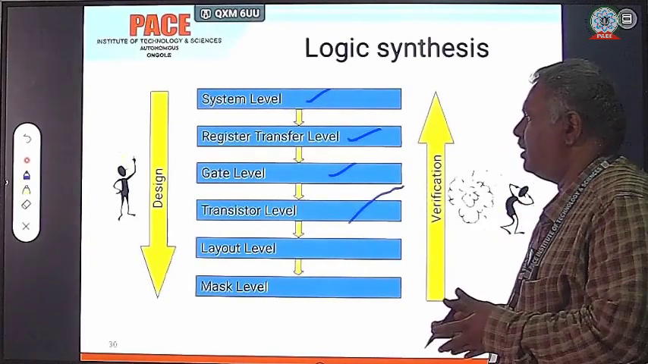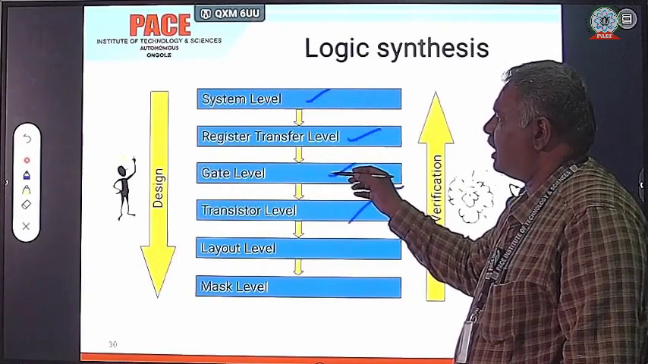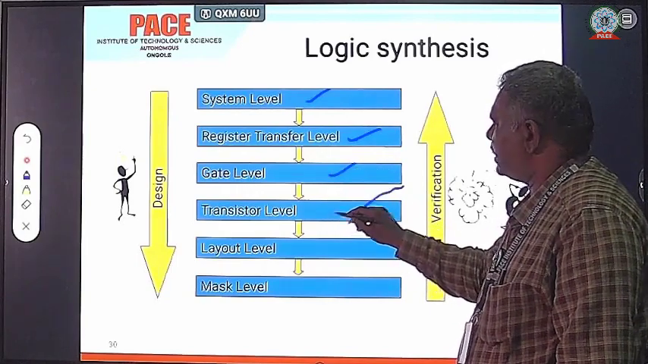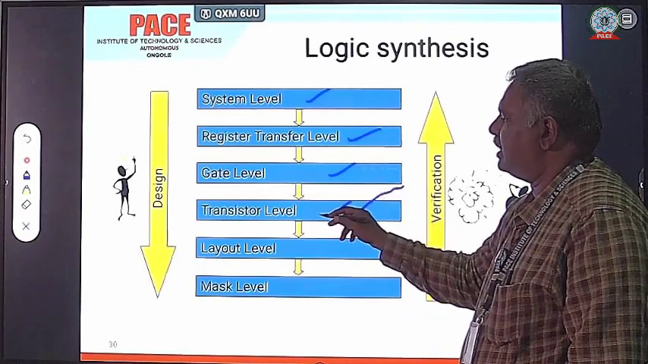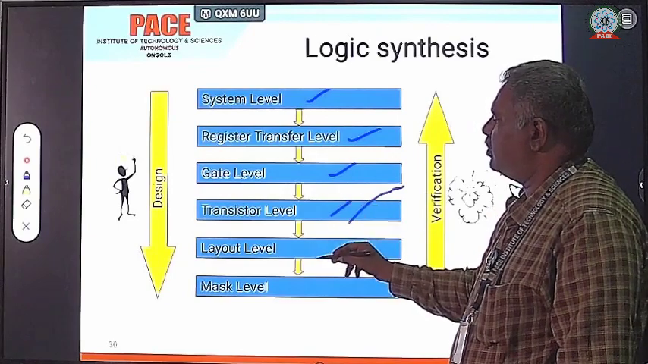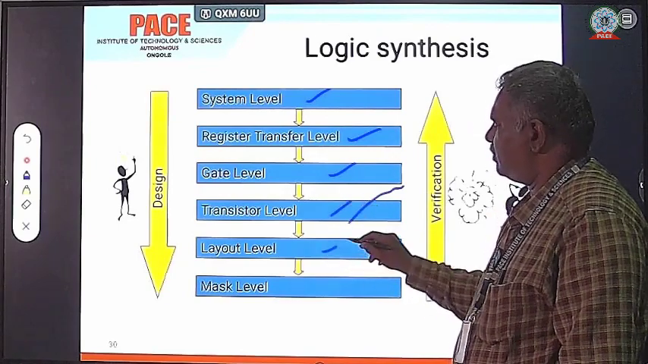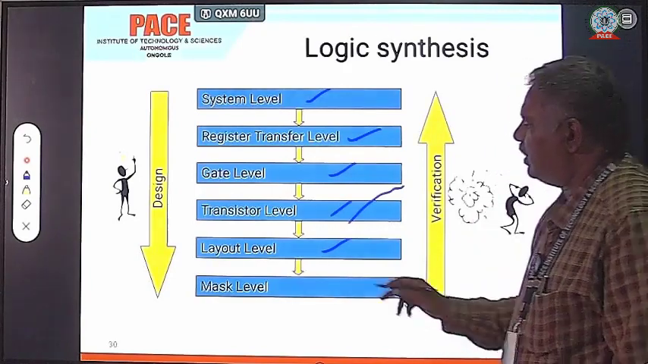So from this gate level, we are going to convert the gate level into a transistor level. So how do we design the gate? By using transistors. The transistors are then going to be moved to the layout level. So finally it is a mask level.